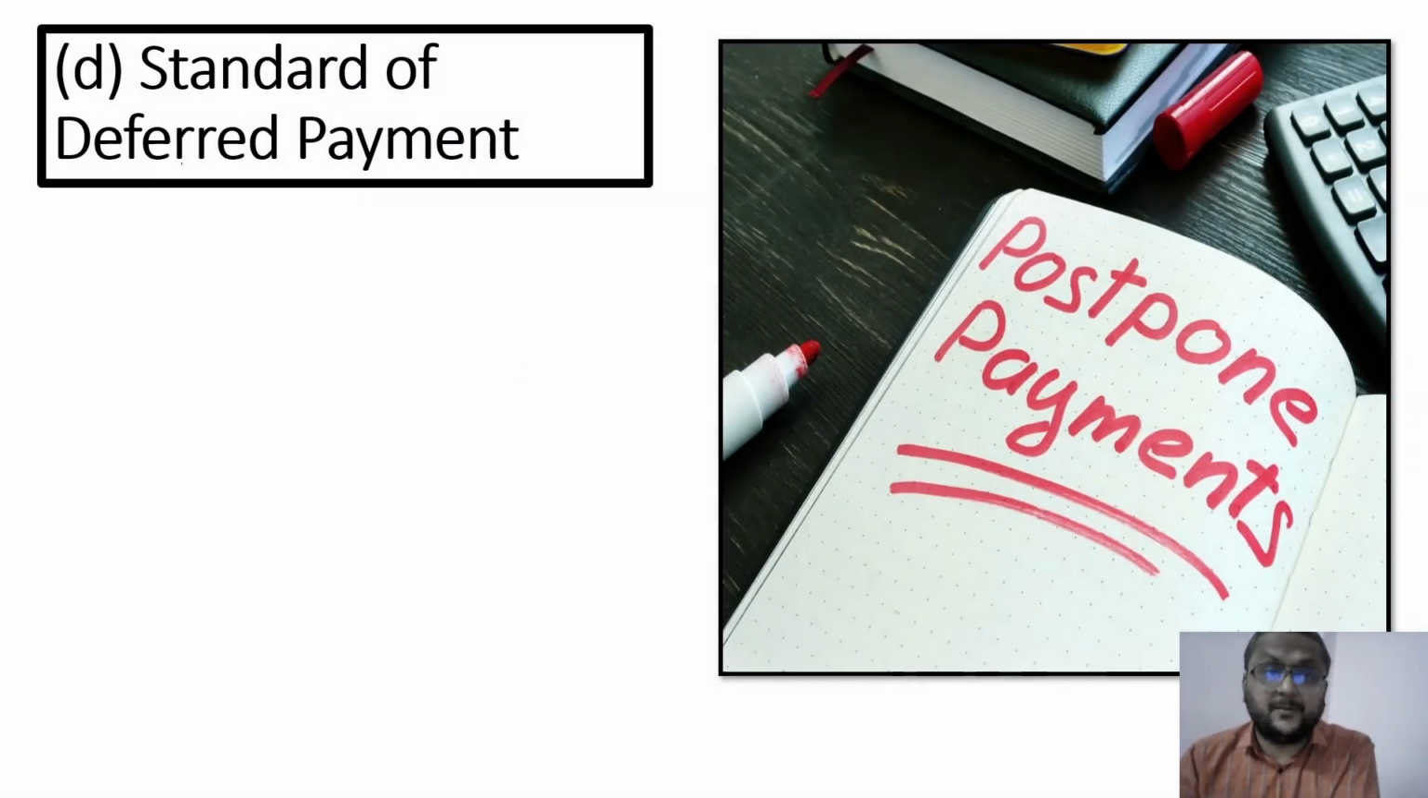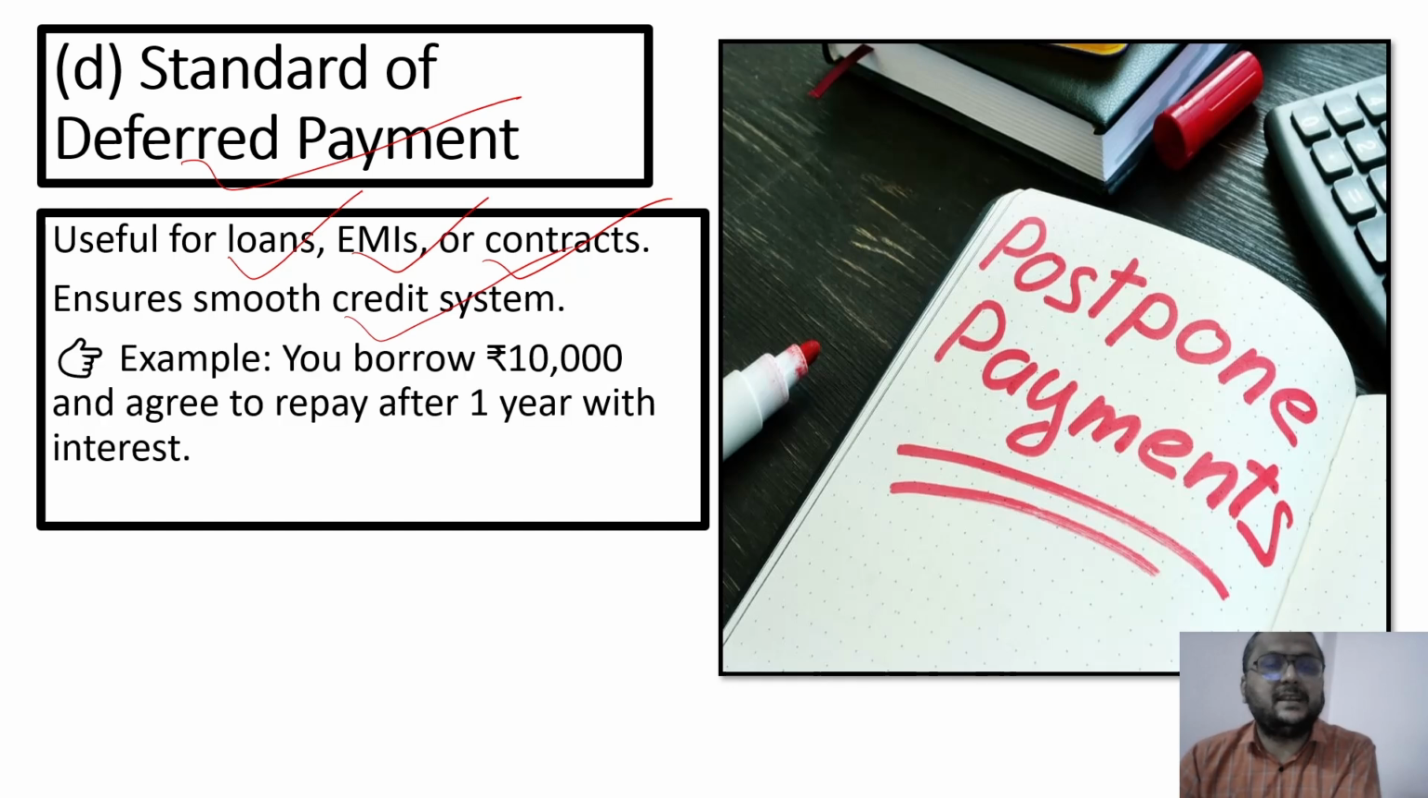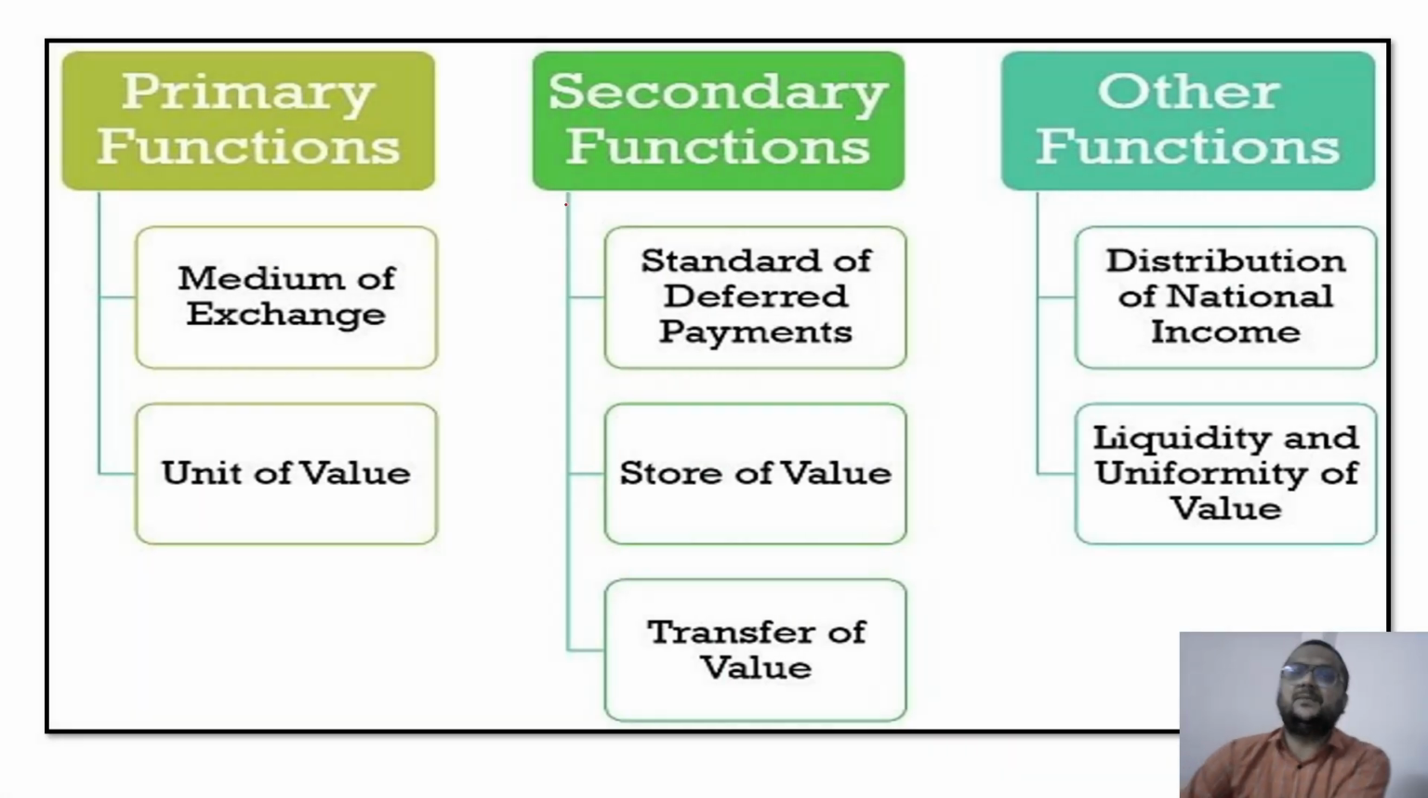Next is standard of deferred payment, that is delayed or postponed payment, which is possible with the help of money. It is useful for loans, EMI or contracts. It ensures a smooth credit system. For example, you borrow rupees 10,000 and agree to repay after 1 year with interest. That is possible with the help of money. So these are the essential functions.